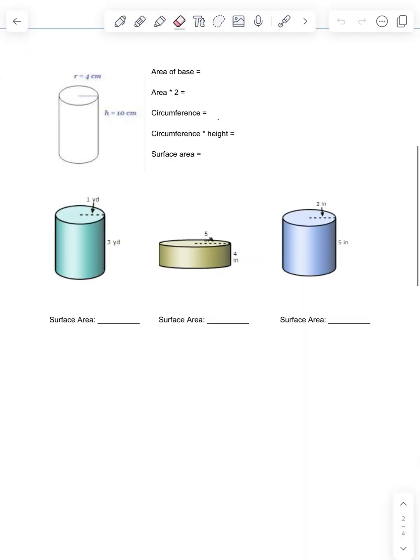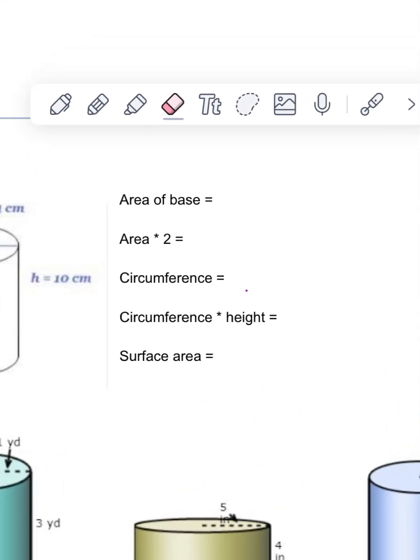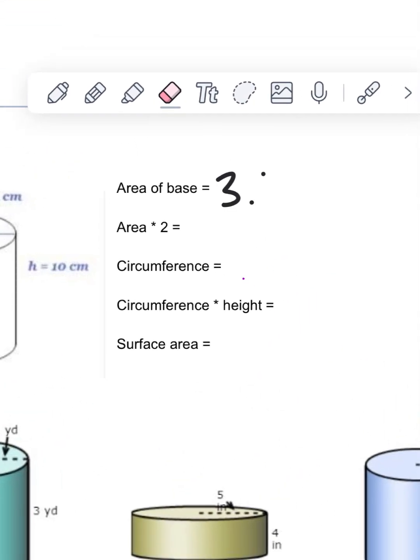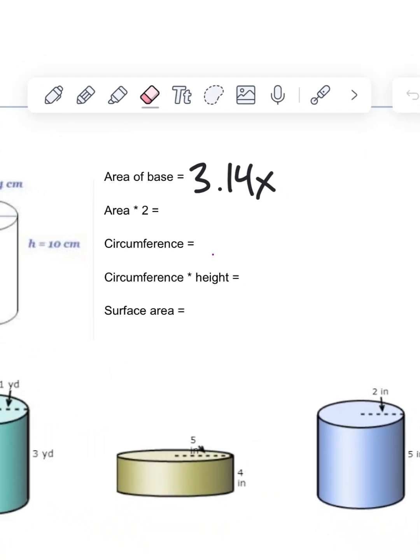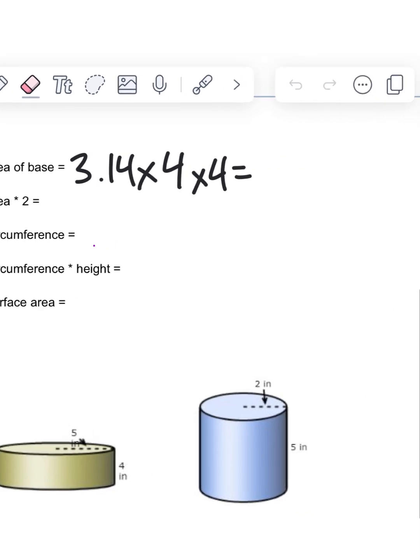All right, I have one more example for you. This one we're going to really emphasize the steps. And then I want you to try 3 on your own and then play the video to see if you get it right. So the area of the base, that's our circle. To find the area of a circle, we do pi times r squared, so 3.14 times 4 times 4, which should be 50.24.